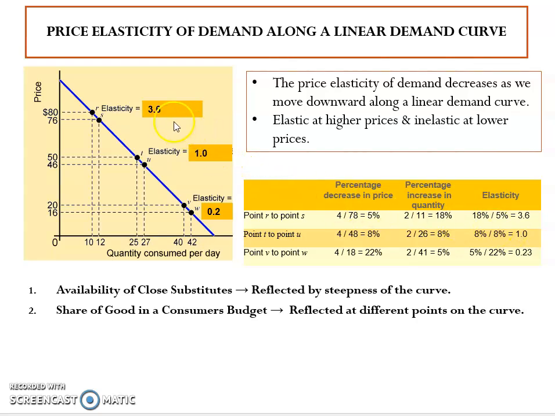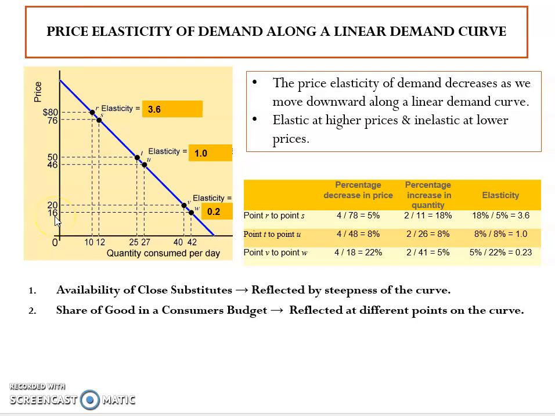Much less elastic than up here. And then it continues. If you go between these 2 points, you get an elasticity of 0.2. So changing the price by $4 from 80 has a more responsive consumer than changing the price by $4 from 50, which has a more responsive consumer than changing the price by $4 from 20.